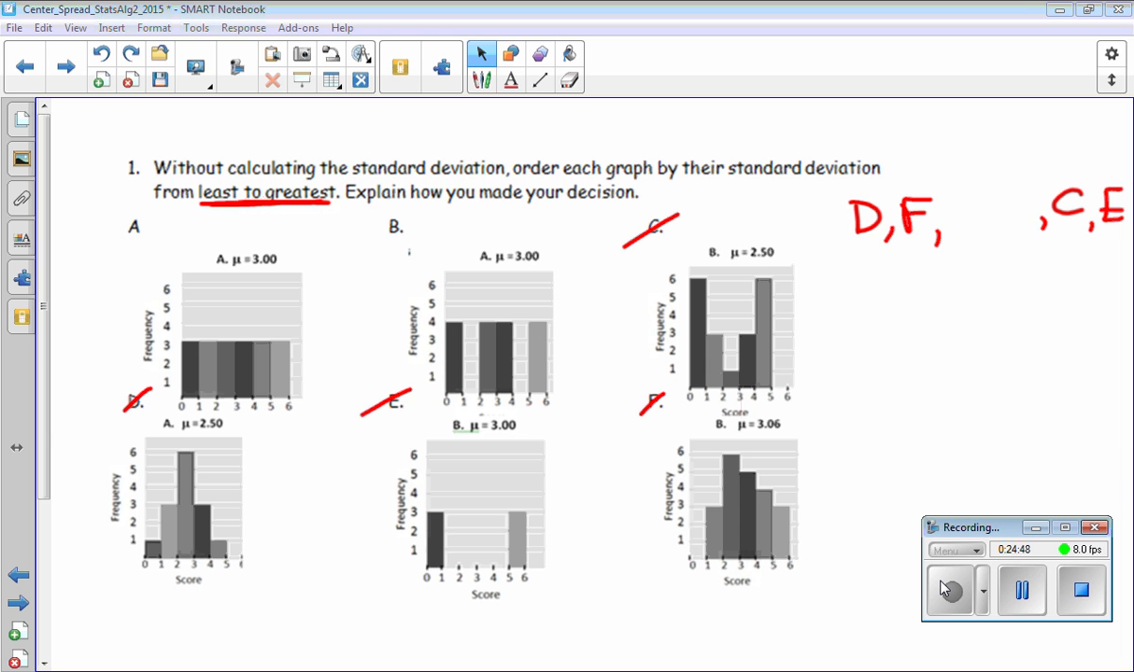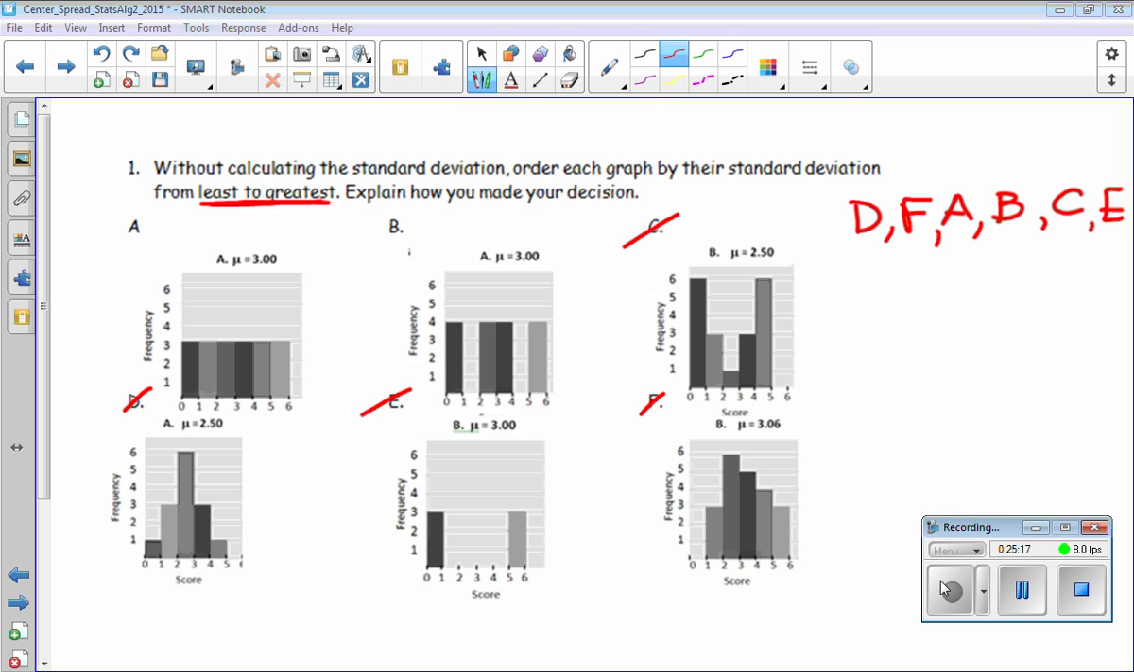All right, so let's look at A and B. Which one is larger, A or B? B is larger because there are some in the middle, but there's a gap and some on the outside, whereas this is very uniform. So I would agree that B would have the larger standard deviation and then A would be here. Anybody have this order when they did it themselves?